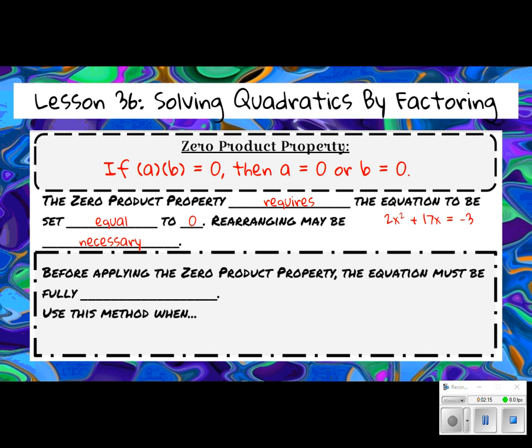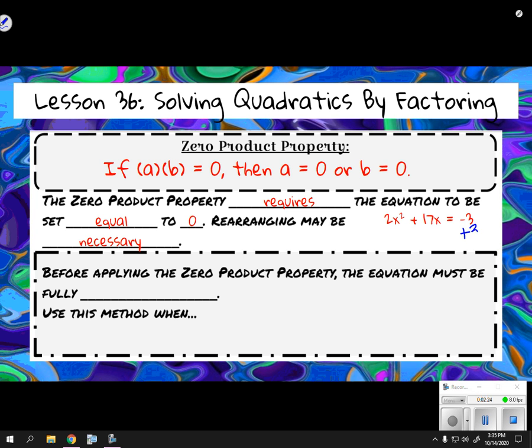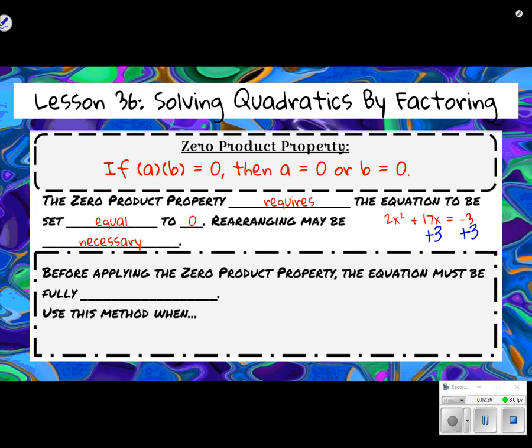Now, I want my leading coefficient to be positive, especially if I'm doing like a slide and divide. So it may be easier to move this negative 3 over so that I have 2x squared plus 17x plus 3 equals 0. So that's when I say I need to set it equal to 0 and I may have to move some things. That's what I'm talking about. Before applying the zero product property, the equation must be fully factored. If it's not fully factored, you may miss something.